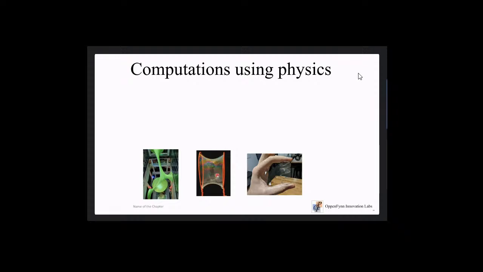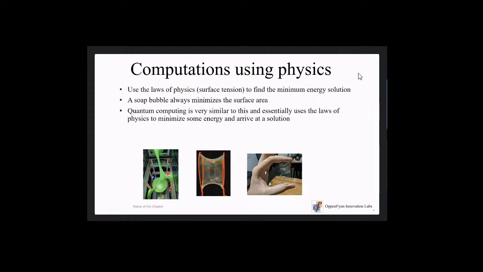So the shape that this film of soap takes is actually the solution to the problem that we wanted to solve. And in a way, this really illustrates the way quantum computing works. The soap film is not actually doing any computation. The film of soap is just going about doing its own business.